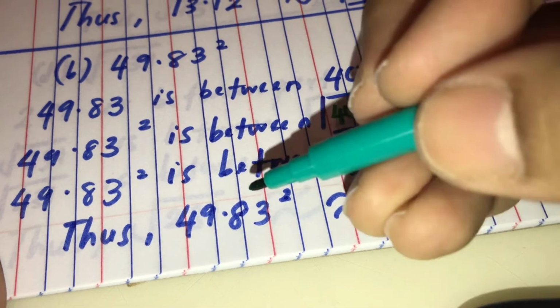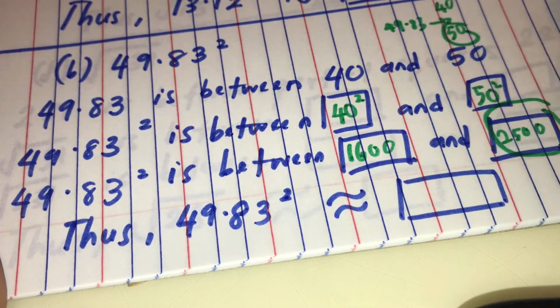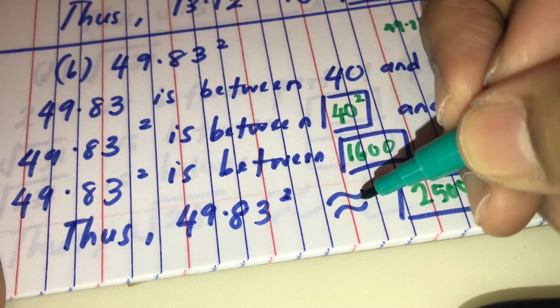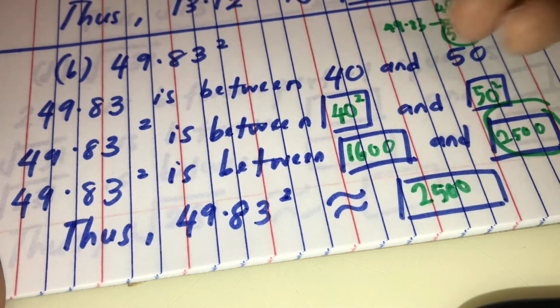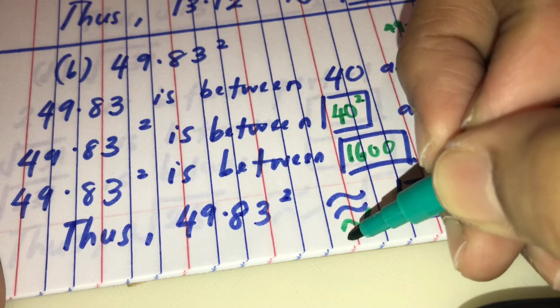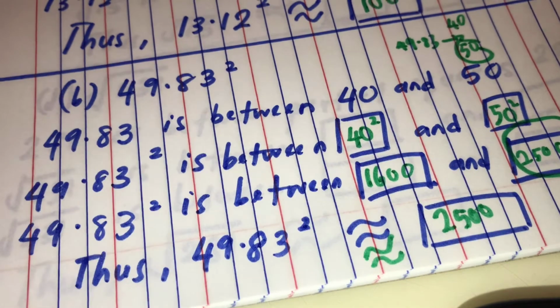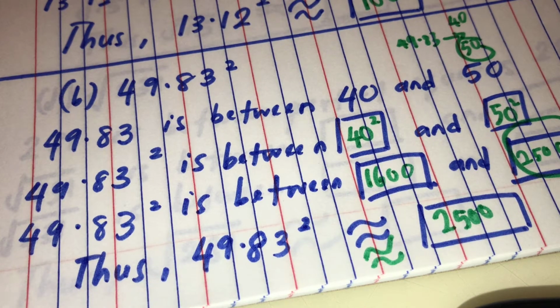So you must choose this answer because 49 is near to 50. So the answer here, 49.83 square is near to 2500. Okay, you cannot put an equal sign. You must draw this sign. This sign means estimation, for estimation value. The value near to that value. Not equal, just near only.